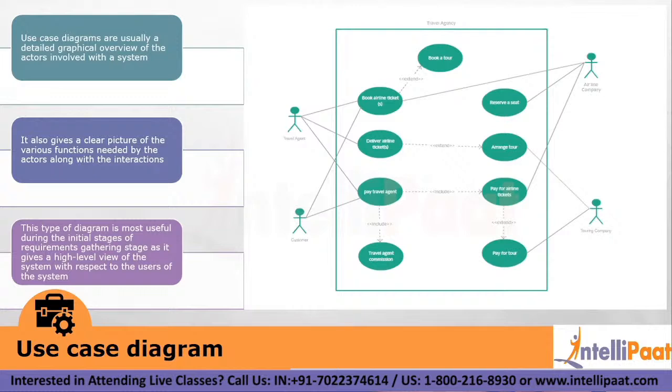So let's take a real world example. We have an example diagram here. Let's discuss this in detail. Let's dissect this a little bit. This is basically an application for a travel agency, which allows certain people to make bookings, and at the end of the day they can book airline tickets.